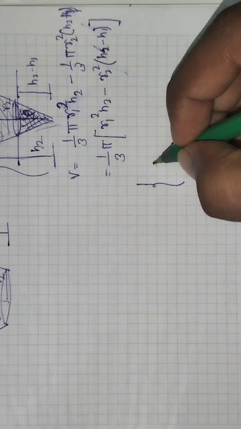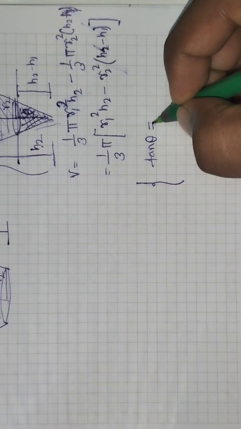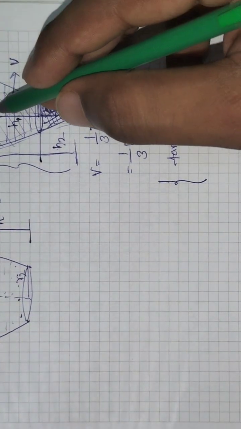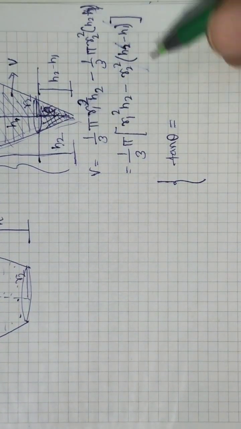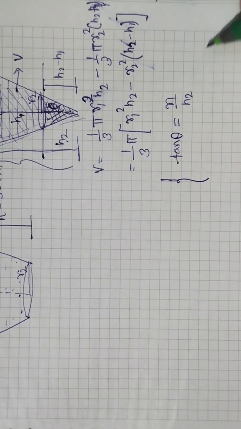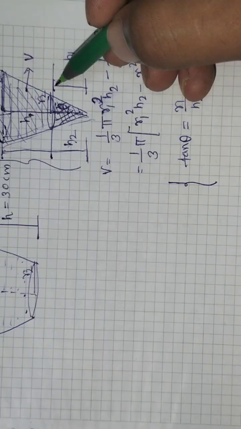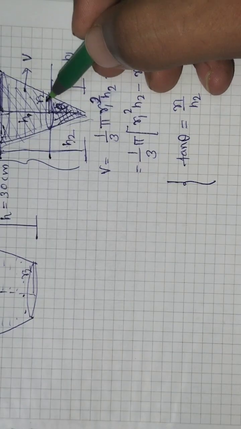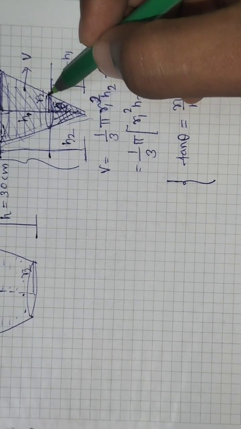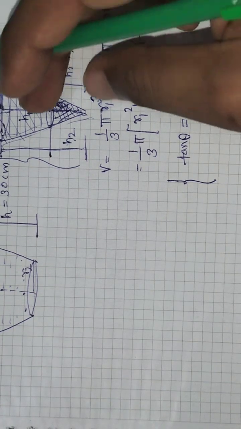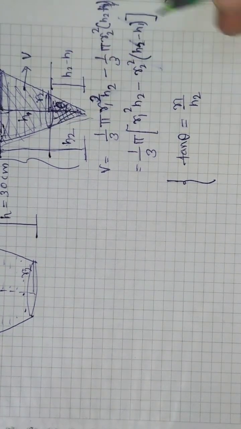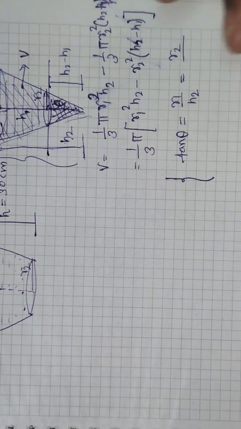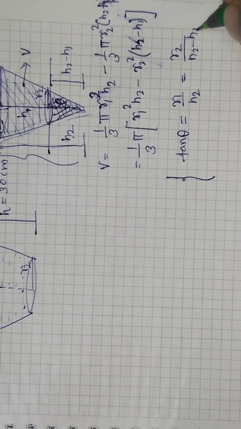So here, in the whole cone, tan theta equals perpendicular upon base. What is the base? h2, so tan theta equals r1 upon h2. And let's say tan theta in this smaller cone equals perpendicular upon base, so tan theta equals r2 upon h2 minus h1.